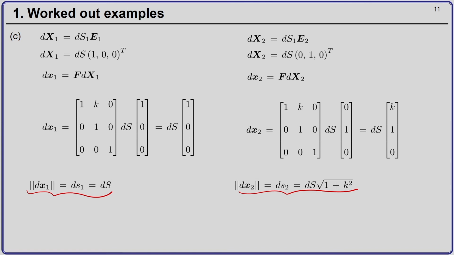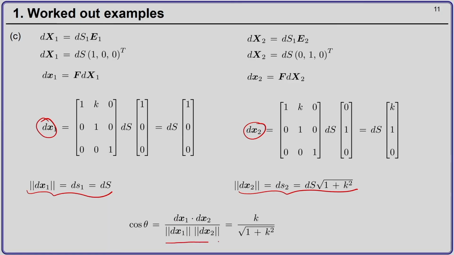So now you know vector dx1 and vector dx2. The angle between these two vectors: if you have two vectors a and b, then cos theta equals a dot b divided by norm of a into norm of b. Here a is dx1 and b is dx2. So cos theta will be dx1 dot dx2 divided by norm of dx1 into norm of dx2, and if you simplify, you will get k divided by root of 1 plus k square.